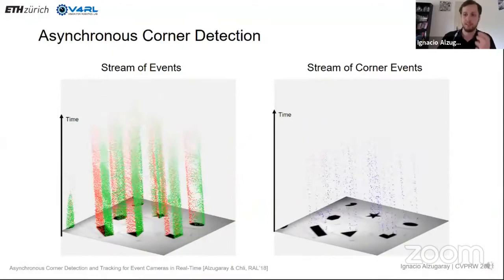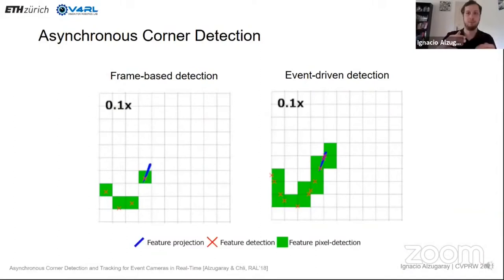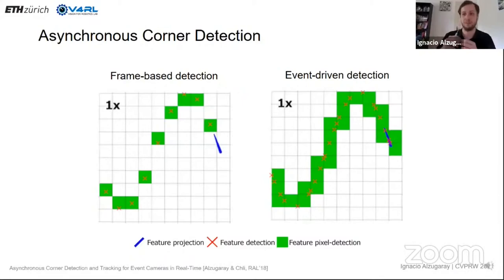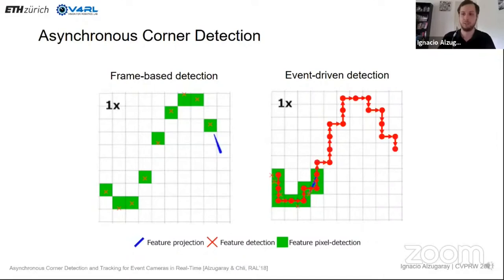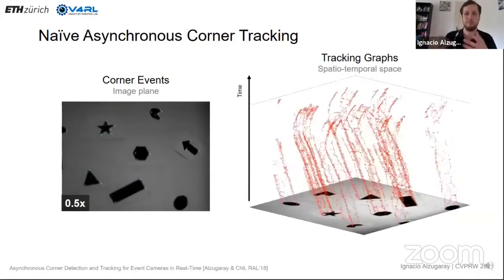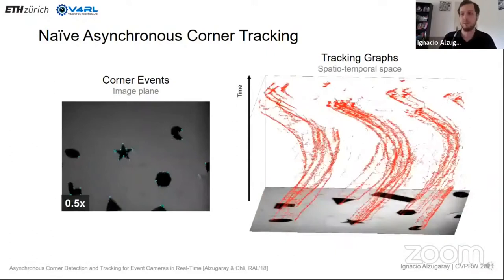Compared to a normal frame-based feature detection pipeline, in which you will face gaps between these detections in the image plane, in an ideal world, at least, the event-driven detection will form a continuous set of detections in the image plane. And we can exploit this to get a really nice and simple data association based on nearest neighbors. If we translate this into a temporal space, this simple data association forms a graph made of small trees that we can further process in an offline stage to retrieve the feature tracks.